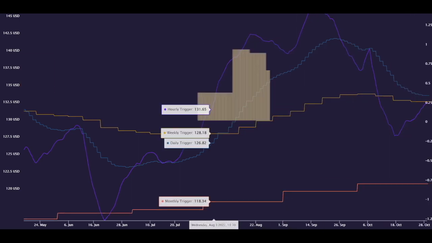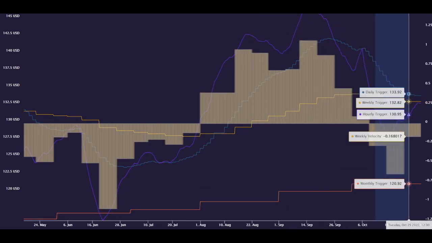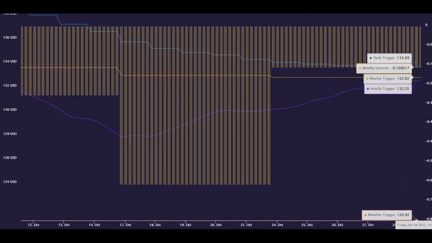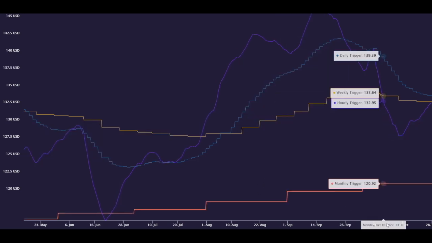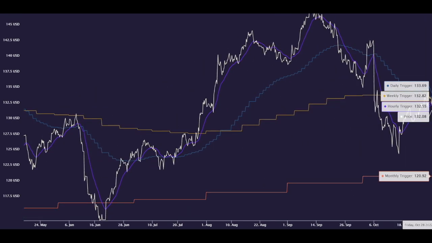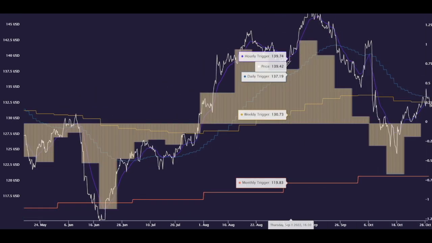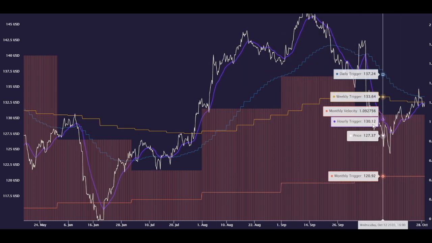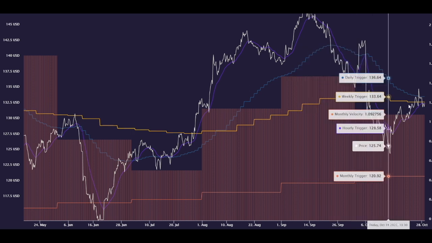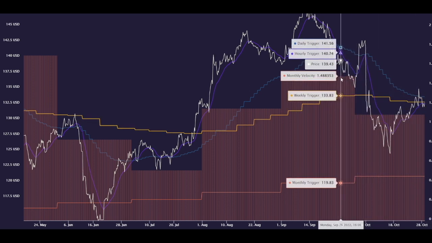All right. Weekly velocity is negative. So this gives us a downside bias. So if we had to guess, we would say that price is going to break down. Monthly velocity has been stepping down. So that fits the idea that it's going to be a short in the end.